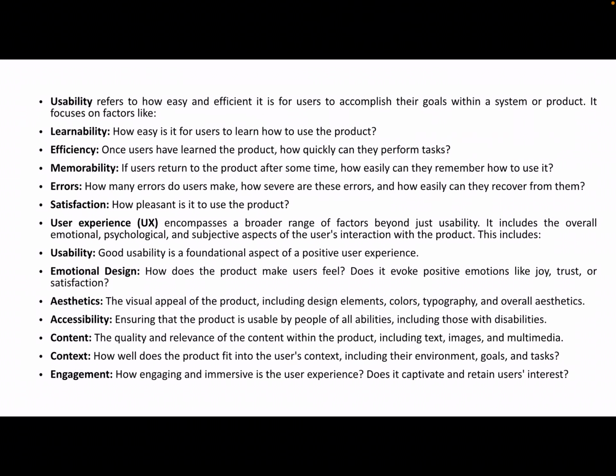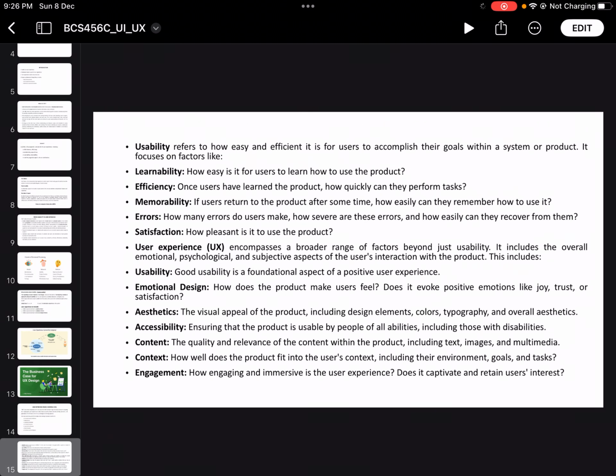So when it comes to usability, it refers to how easy and efficient it is for the user to accomplish their goals within a system or a product. It focuses on factors like learnability, efficiency, memorability, errors, satisfaction, user experience, usability, emotional design, aesthetic, accessibility, content, context, and engagement, and we will also see the other factors.